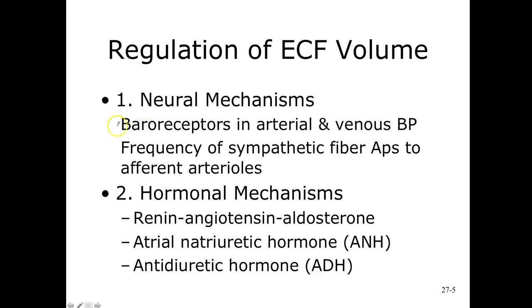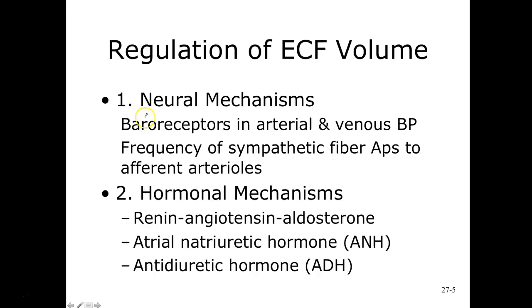Less to study. So with our neural mechanisms, it's going to be our sympathetic nervous system that really assists us in doing this. And remember, our sympathetic nervous system is your fight or flight response. So we have a certain frequency of action potentials that are sent through our sympathetic neurons to those afferent arterioles of our kidneys so that we can sense if there's any changes in our blood pressure.